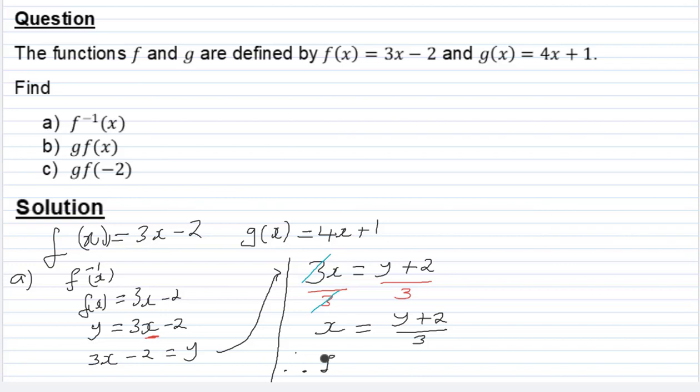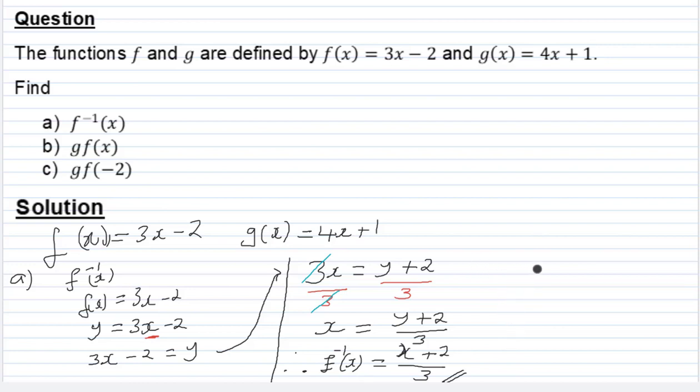Therefore, f inverse of x. So this is f. F inverse of x is equal to, where there is y here, we replace it with x, plus 2, everything over 3. So we have found our inverse function, the f inverse of x. So this is the f inverse of x.